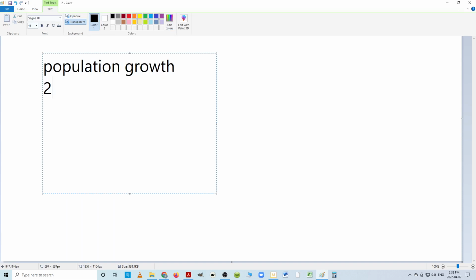So 2 people have 4 kids. Those 4 kids have 4 kids. Those 4 kids have 4 kids, and so on.